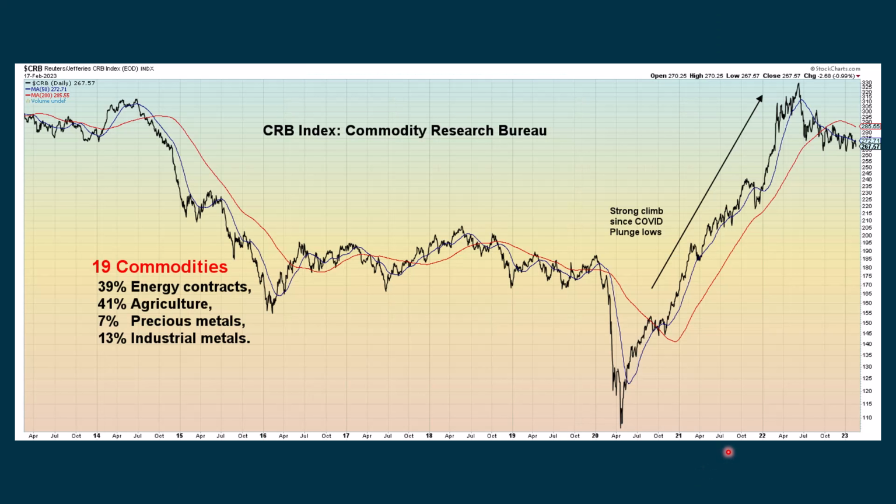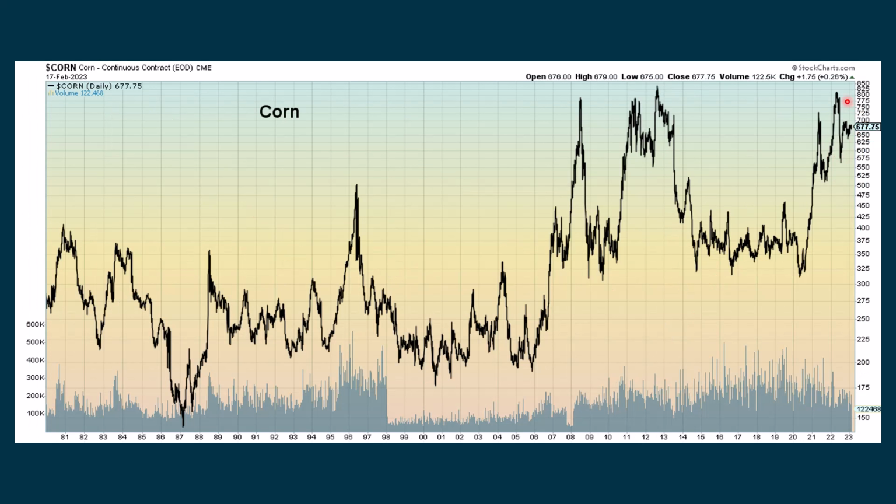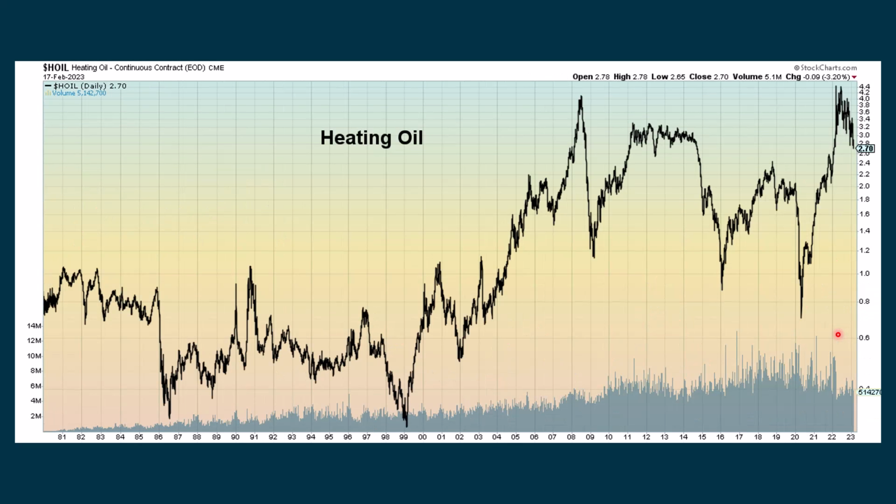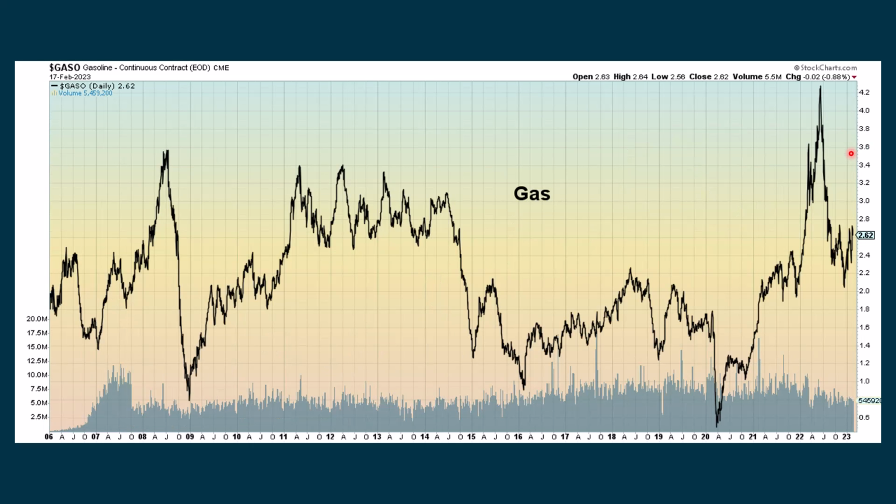CRB index is another measurement of inflation. It had really been going up and is now in an overall downtrend. It's still pretty high, but it's well off of the levels where it had been. Corn, after spiking up and coming back down, has pretty much stabilized lately. Aluminum, another thing that really spiked up and has been coming back down. Heating oil, spiking up and also coming back down. Gas, spiking up, coming back down.